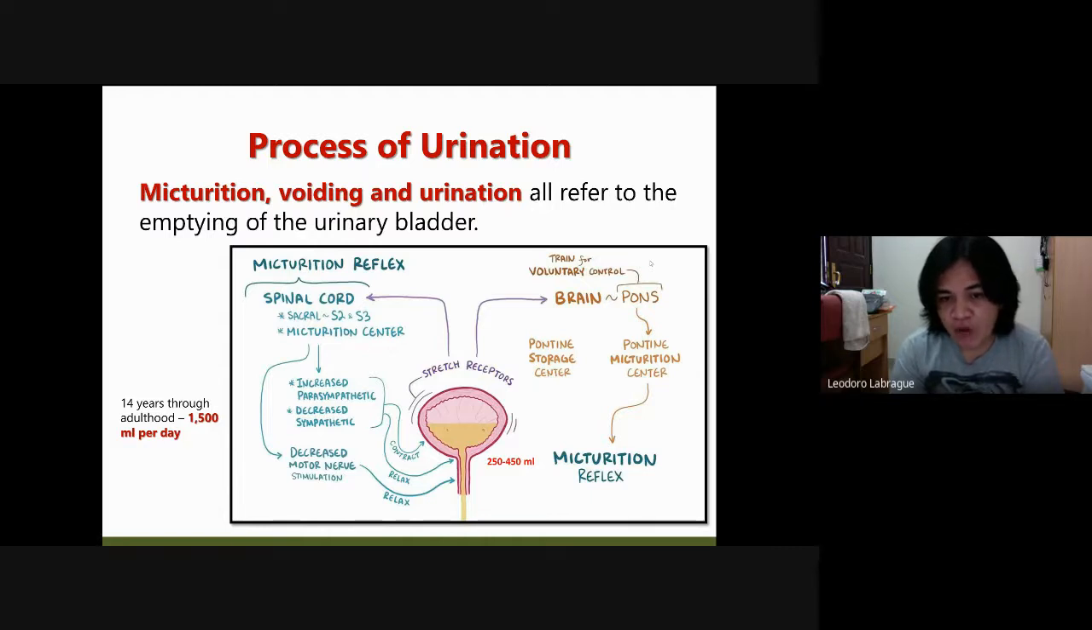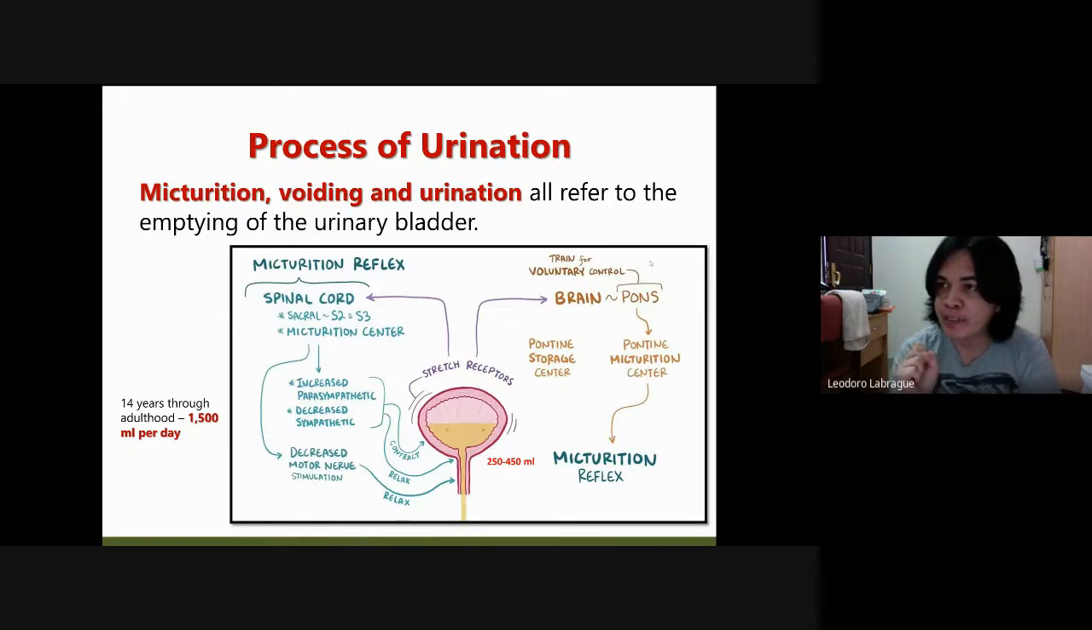Now, I want you to look at the photo on the screen because it will help you understand the process of urination. What you can see on the slide is the bladder at the center. The bladder is made up of muscle, correct? And these muscles have stretch receptors. These stretch receptors can sense when the bladder's capacity is reached. When the volume of urine in the bladder reaches 250 to 450 ml, the stretch receptors that line the bladder are activated.